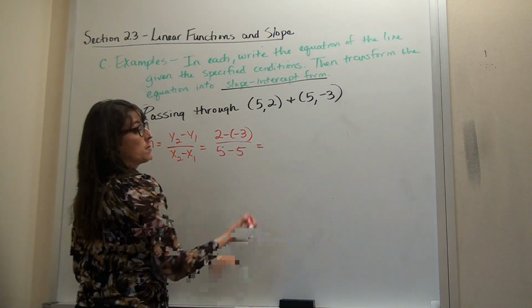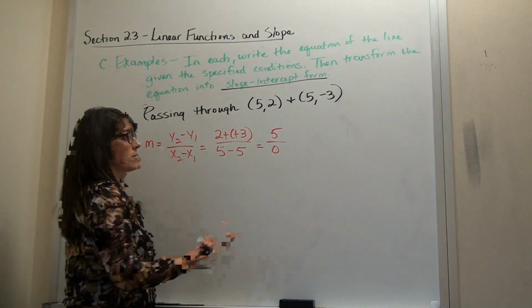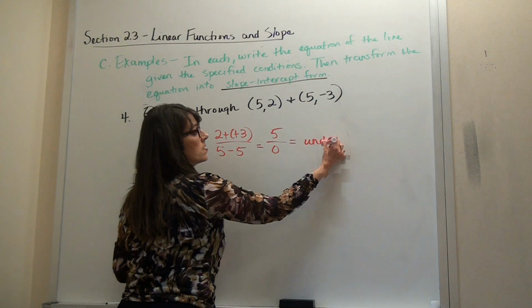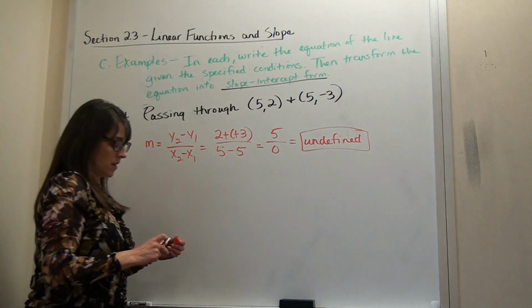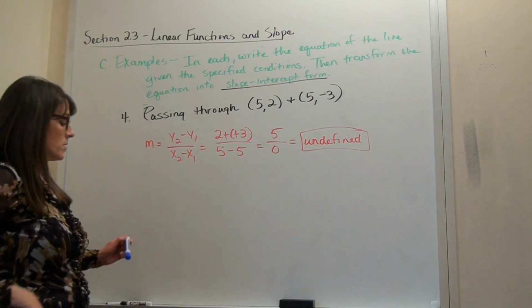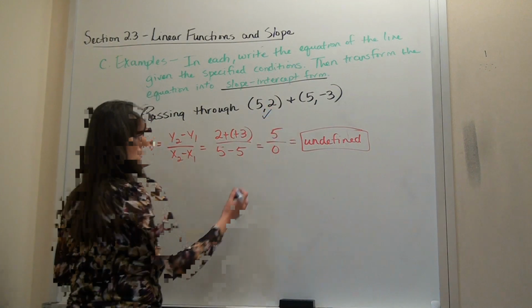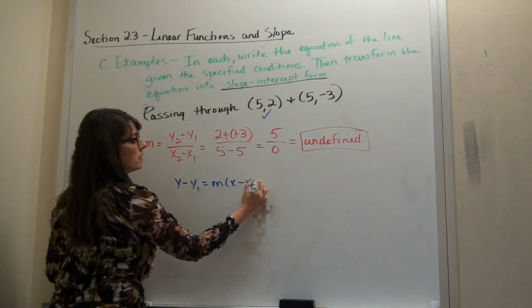Notice the x's are the same, so my denominator is 0. So it really doesn't matter what's up on that numerator. 0 in the denominator means undefined. So now I've got the slope, and we said I've got 2 points to choose from. I've already proven to you it doesn't matter the point you choose. Let's choose that one. So here is my point-slope form, the equation of the line.